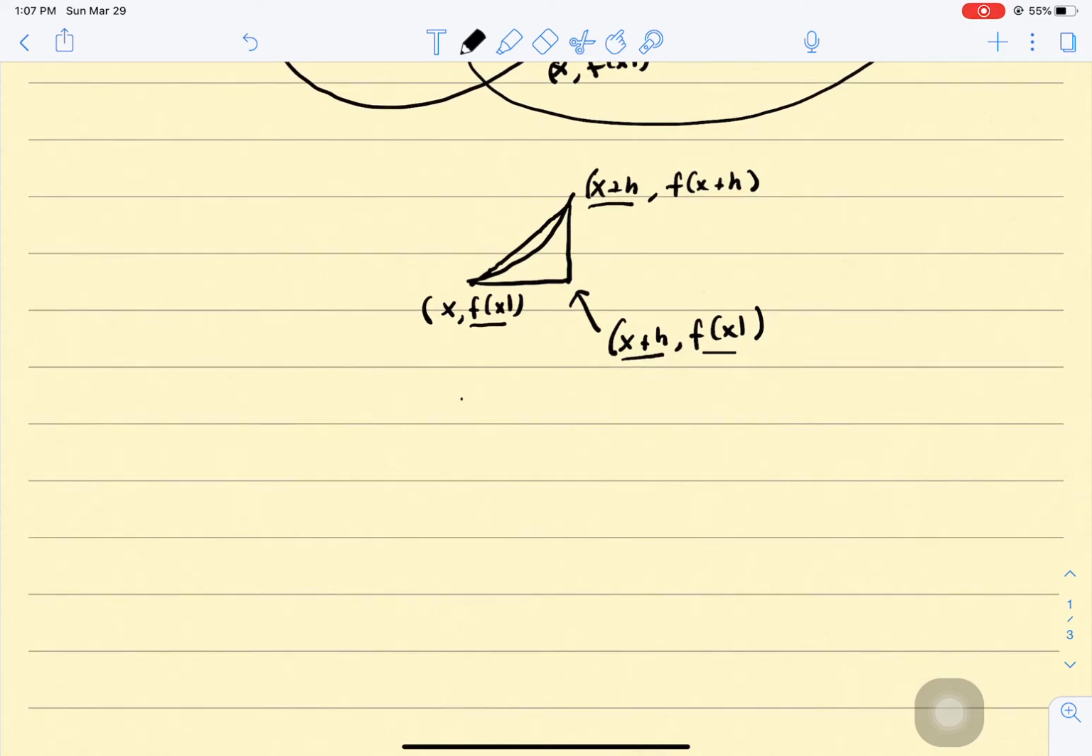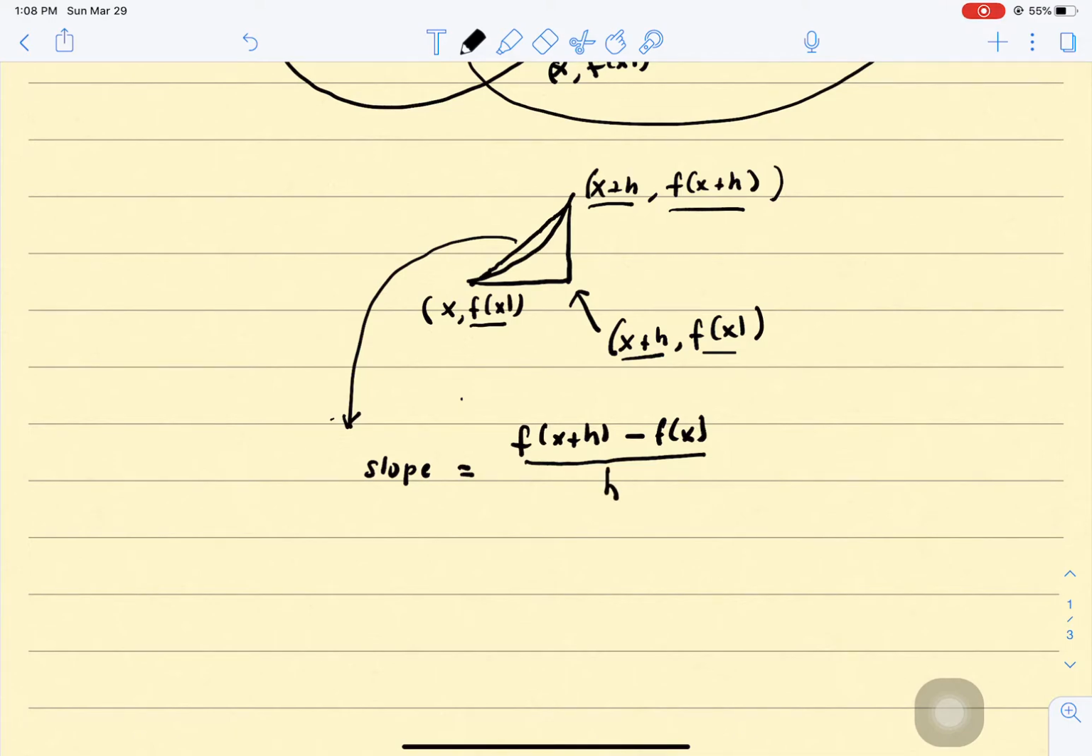Now we calculate the slope of that line. The slope is equal to f at x plus h minus f at x. And that's because if you look at that right triangle, then the vertical line of that is passing through the points x plus h, f at x plus h, and x plus h, f of x. And the difference between the y coordinates there is f at x plus h minus f of x. We're going to divide by the difference in the x coordinates, and that is h. So the slope is f at x plus h minus f of x divided by h.